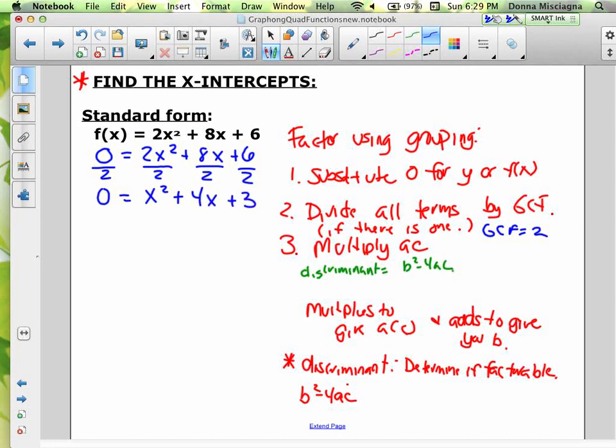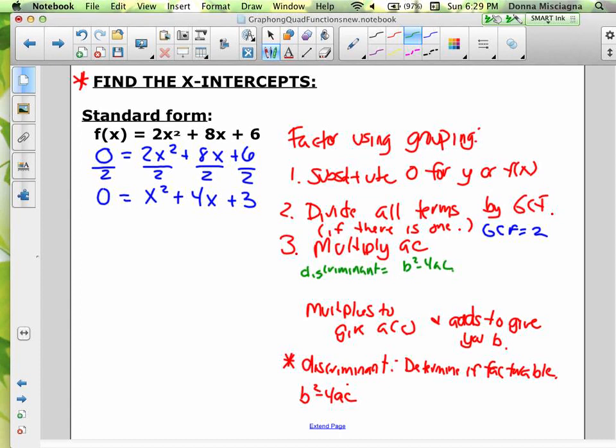Now, what if you weren't sure that this was factorable? Well, you could always use the discriminant. And I'm going to use the discriminant with the reduced equation as well as before we reduce that other equation. So I'll start with the non-reduced. Let's say I didn't reduce right off the bat. I wanted to make sure I could factor, so I used the discriminant.